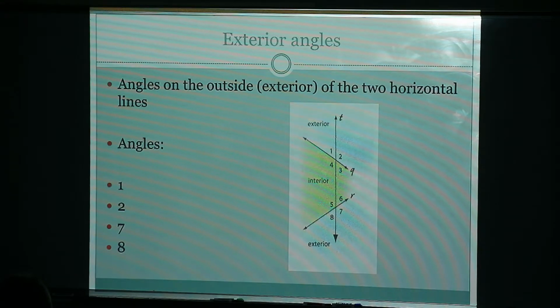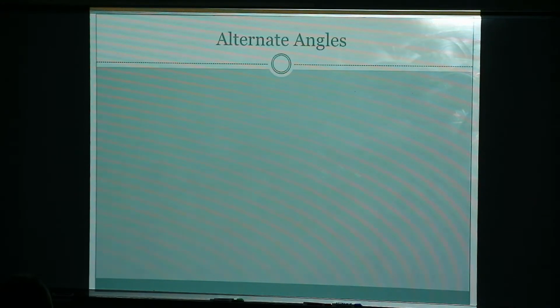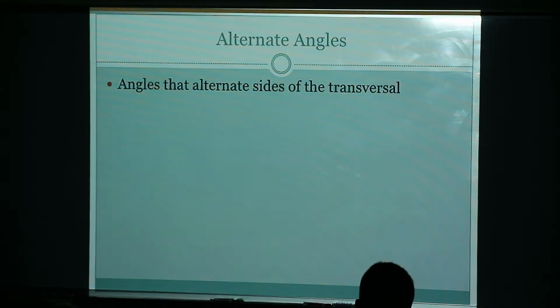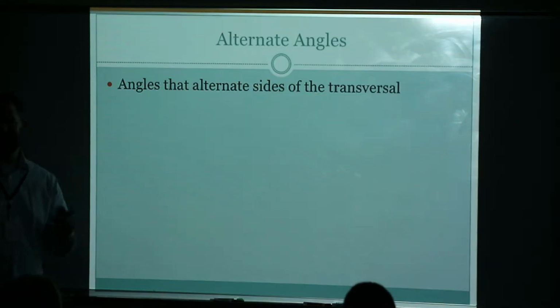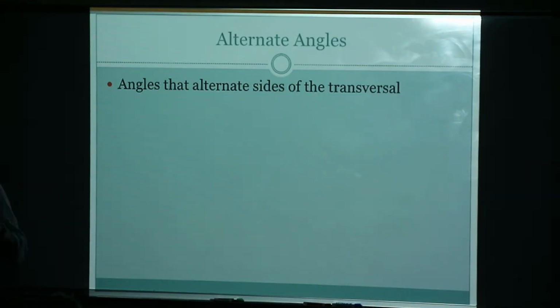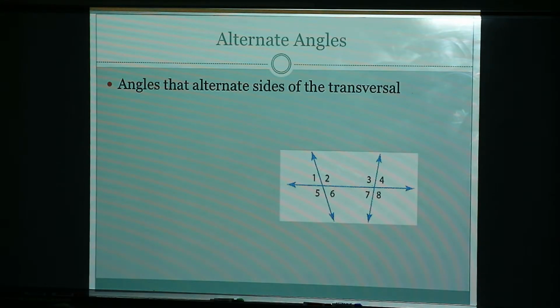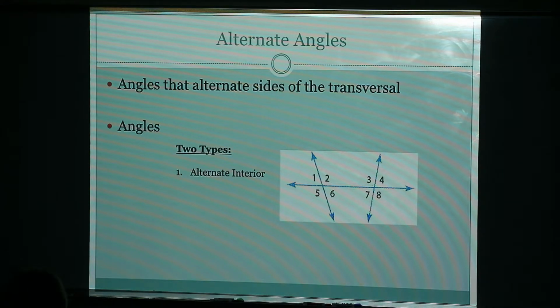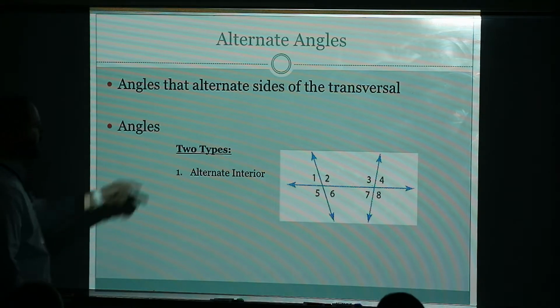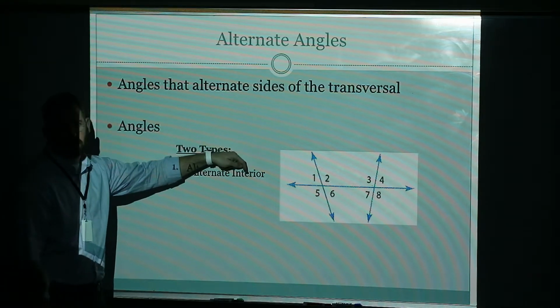Perfect. Okay. Now, alternate, this is where we ended yesterday. We stopped here, so this is going to be the new part today. Alternate angles are on the alternate sides of the transversal. Now, we got very, very specific with these. There were actually two types of angles, and this is the picture we used yesterday. Number one, there's alternate interior. That's what we covered yesterday, and I just wrote it on the board. Alternate interior, they have to be interior angles.